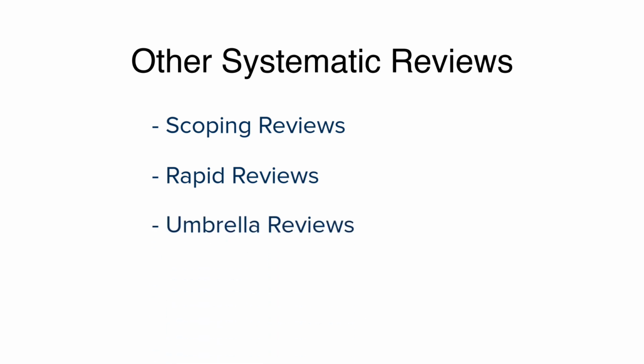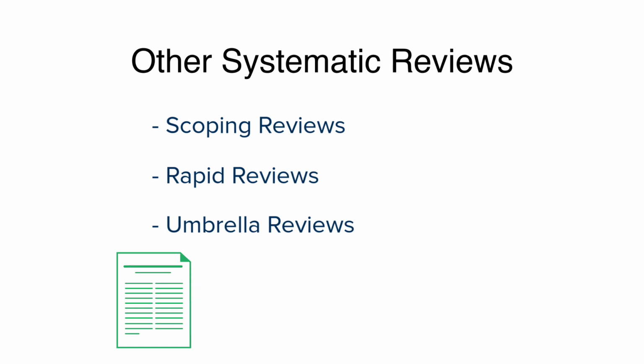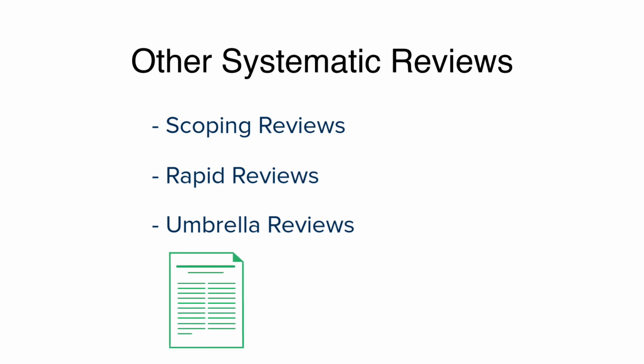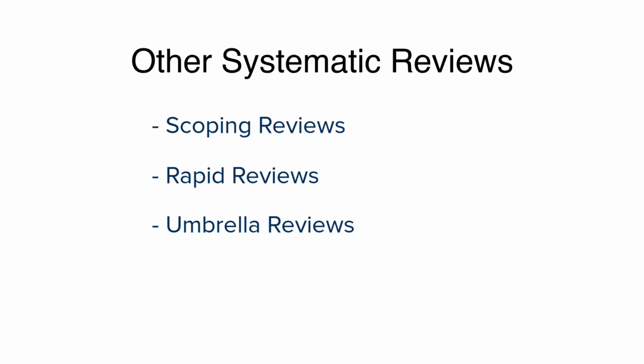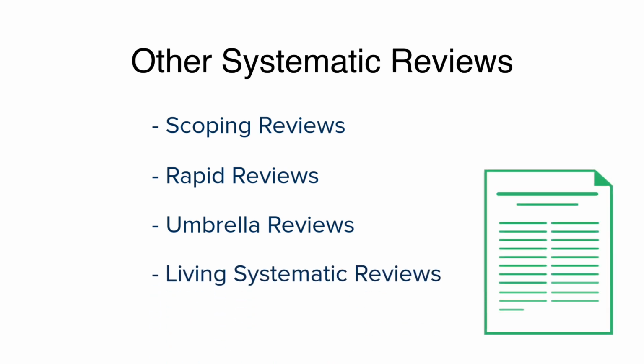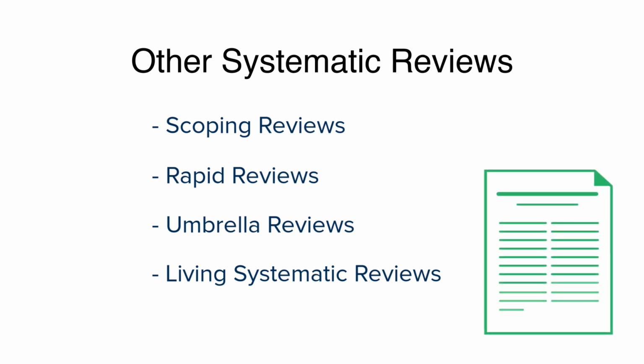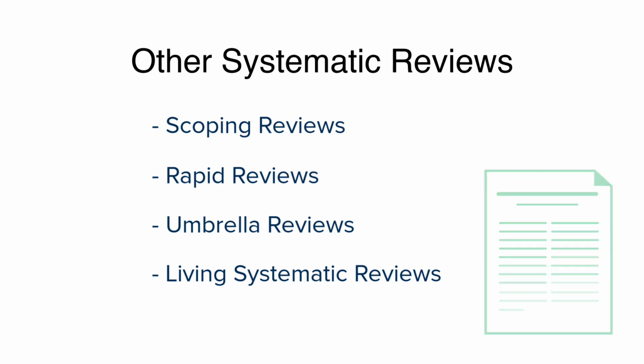Umbrella reviews, also called overview of reviews, integrate findings from multiple reviews and can help filter the large amount of information generated by many systematic reviews. Living systematic reviews are types of online reviews that are updated as new research becomes available. This creates more time-sensitive reports, which otherwise are very long in making and become dated relatively quickly.